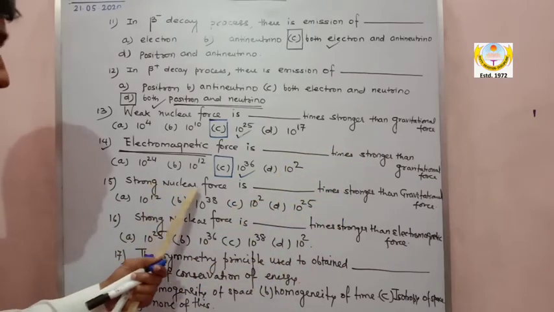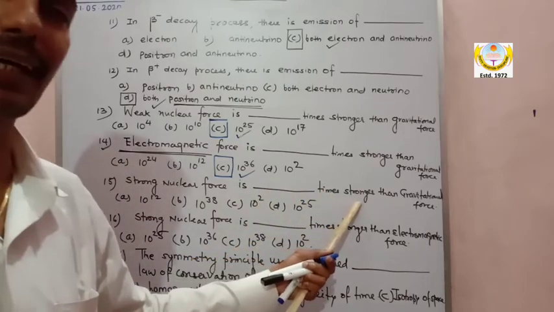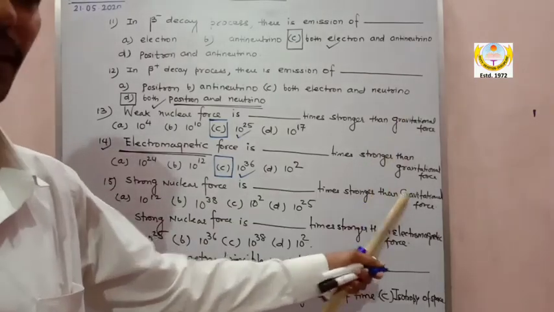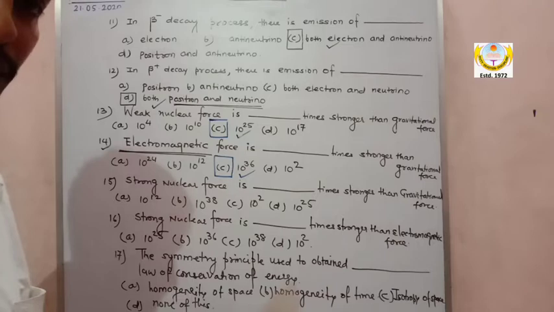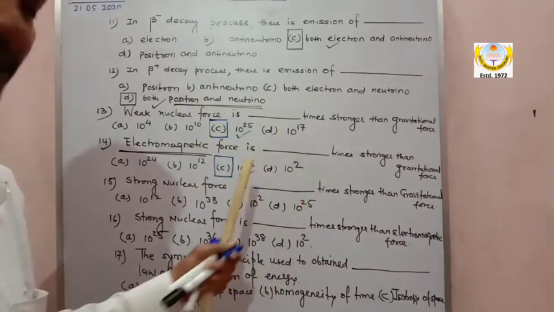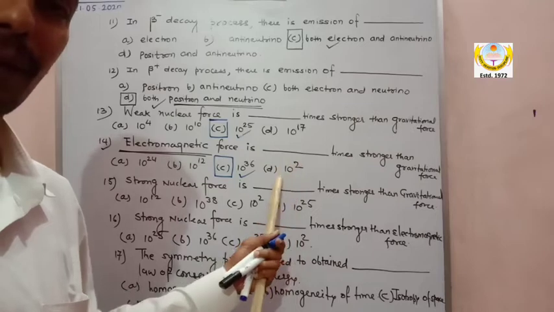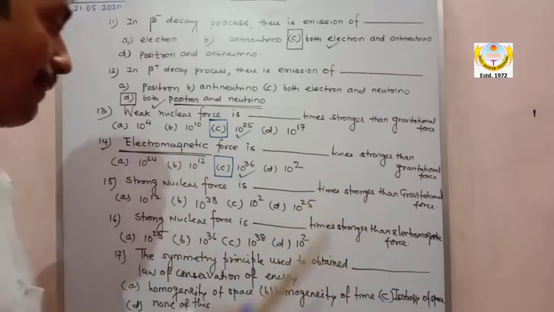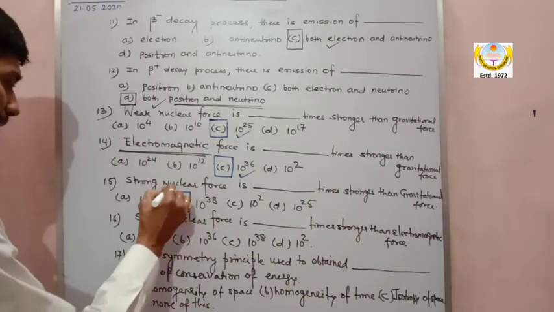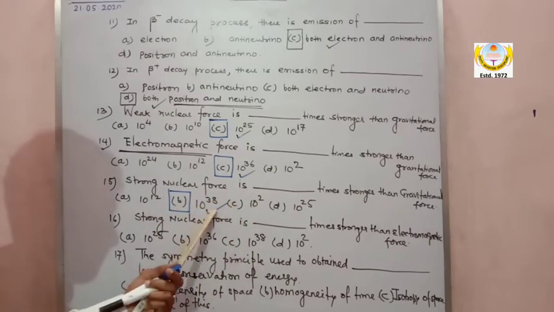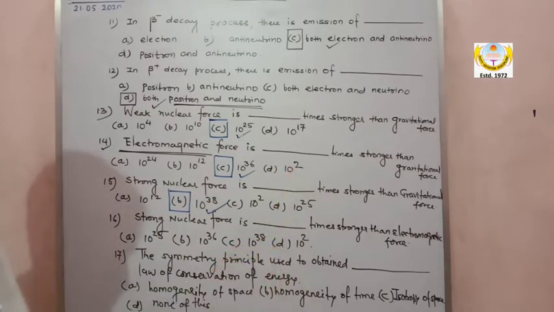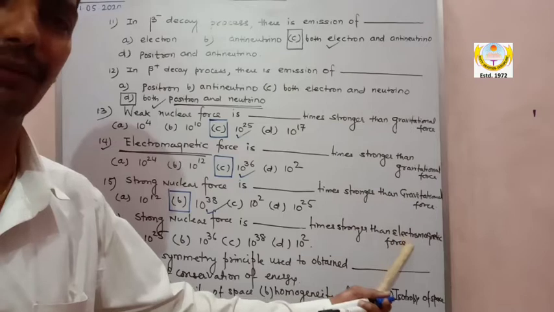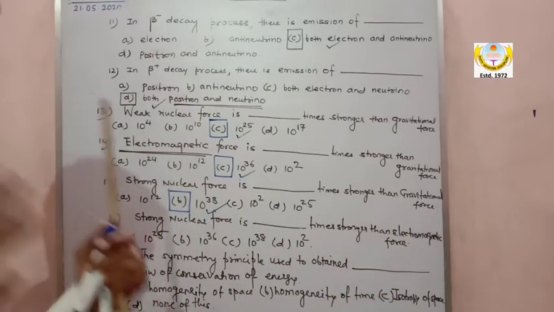Next question. Strong nuclear force is how many times stronger than the gravitational force? As I said, the gravitational force is weakest, so all forces will be stronger than gravitational. Weak nuclear force is stronger by 10 power 25 times. Electromagnetic force is stronger by 10 power 36 times than the gravitational force. Strong nuclear force is stronger by how much? The right answer is 10 power 38 times stronger than the gravitational force. And my dear, the next question: strong nuclear force is how many times stronger than the electromagnetic? Because strong nuclear force is the strongest force.